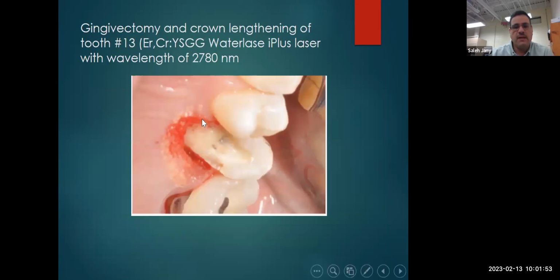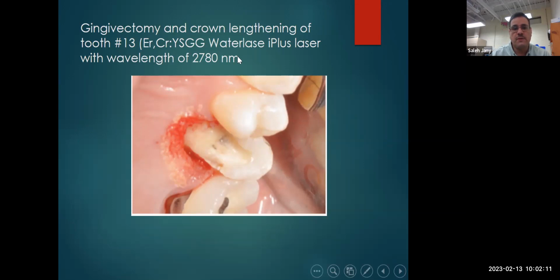This one, this broken tooth. Sometimes when you make a crown on the tooth, you need the tooth to be very big and very long. So sometimes we need to cut the gum, and we cut the bone too. That's what the erbium YAG laser can cut.